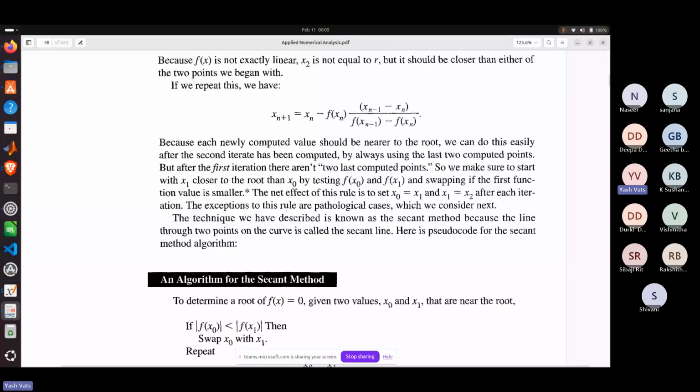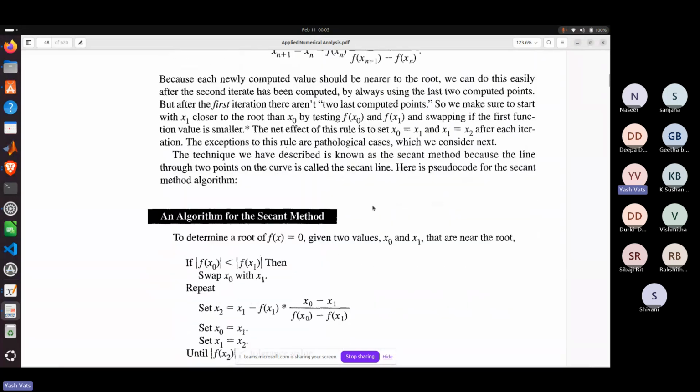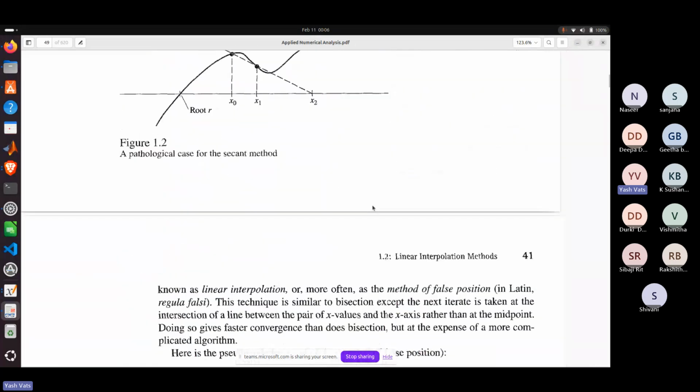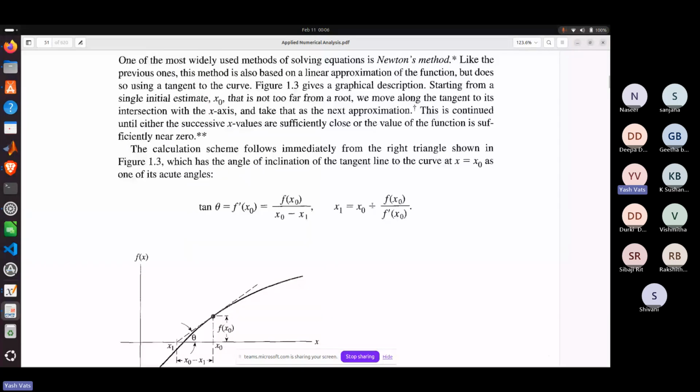So here in the secant method, you have to make sure to always start with x1, which is closer to the root than x naught, by testing f(x0) and f(x1) and swapping. This is something you have to make sure of before using it. So this is a disadvantage. There is another method, Newton's method.